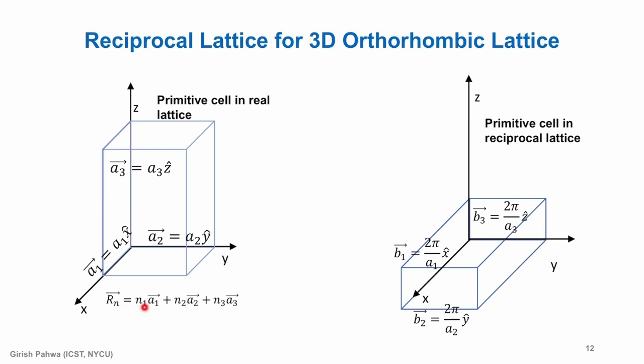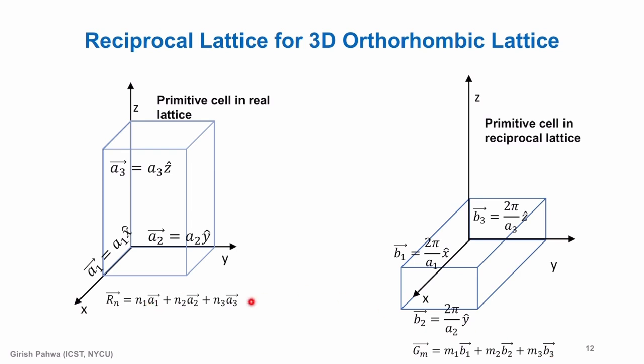Again, so this is Rn. Any point in the real lattice space can be represented as Rn = n1a1 + n2a2 + n3a3. Similarly, any point in the reciprocal lattice can be represented through a reciprocal lattice vector, which is Gm = m1b1 + m2b2 + m3b3.